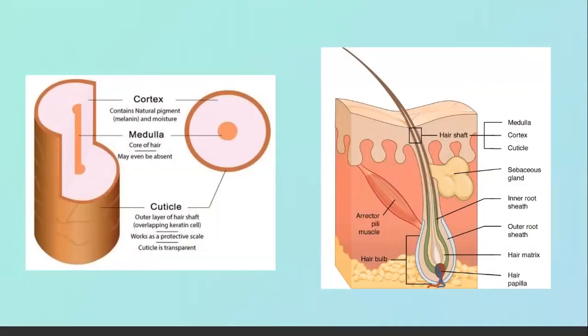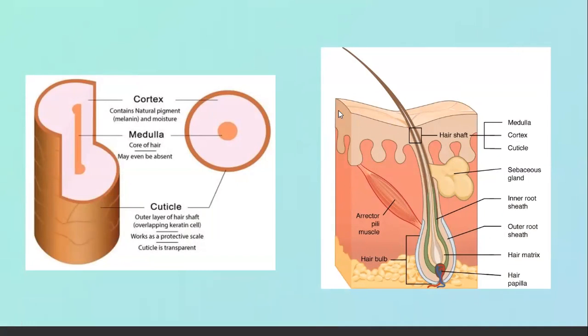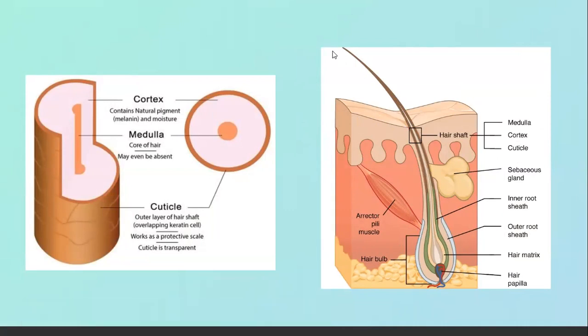So this is what I was talking about earlier. If this is the top of the skin, then it's really deep inside. This is the papilla right here, and that's where the hair starts to grow. And then we have the shaft, which is visible to the outside world. And here's a pretty enlarged picture.